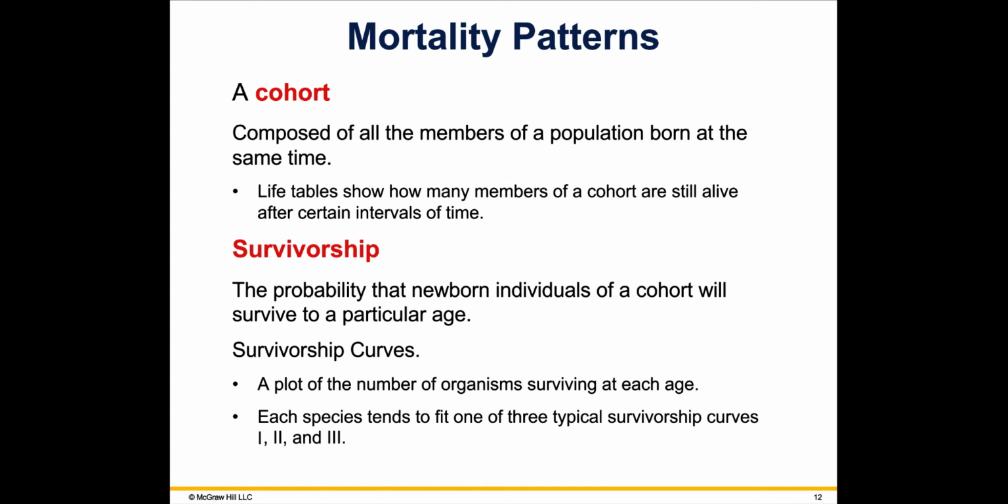We can also take a look at the mortality or the death and survivorship of a population. So, the first vocab word we need is a cohort. That is all the members of the population born at the same time. We use the word cohort in the English language kind of the same, but a little bit different.